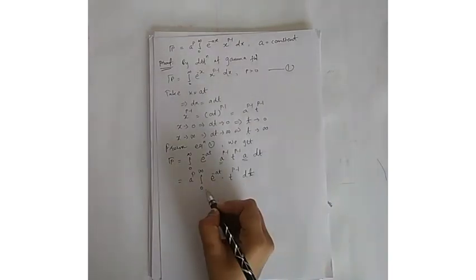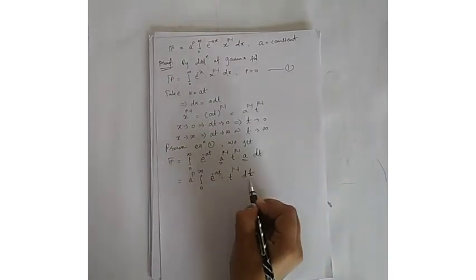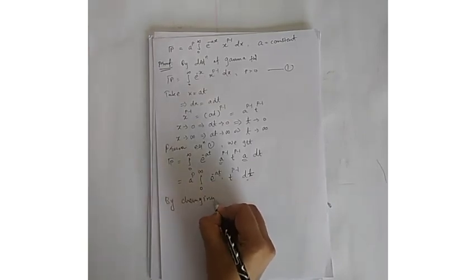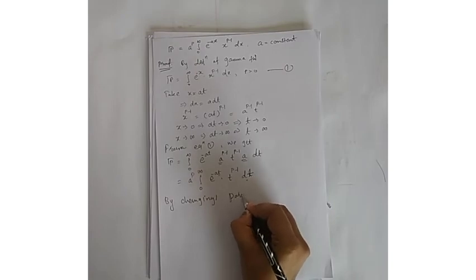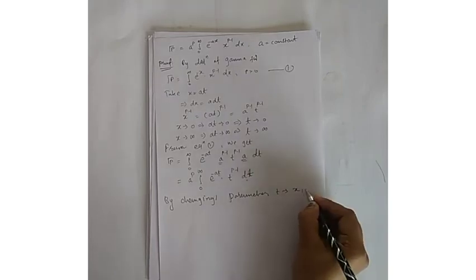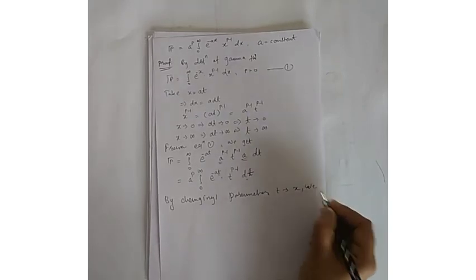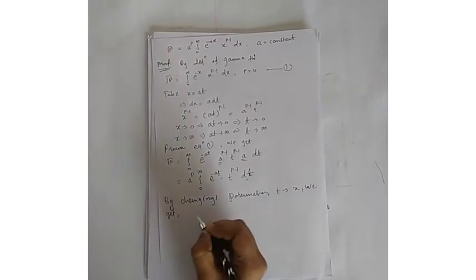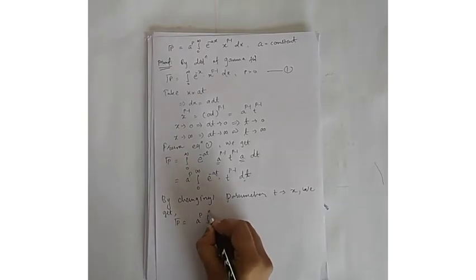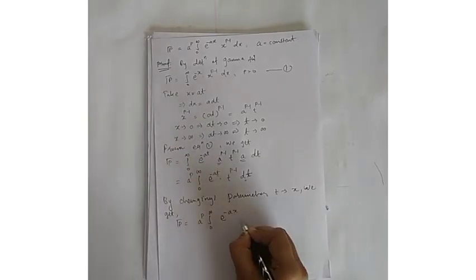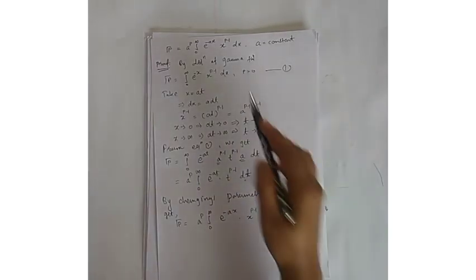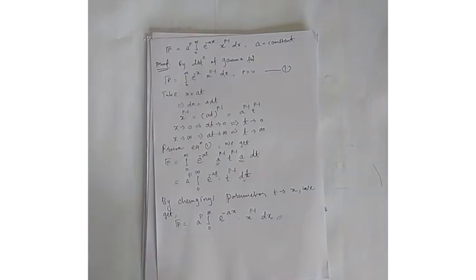Now I am going to change this parameter. By changing the parameter t to x, we get gamma p is equal to a raised to p, integration 0 to infinity e raised to minus ax into x raised to p minus 1 dx. This is the proof of this form.